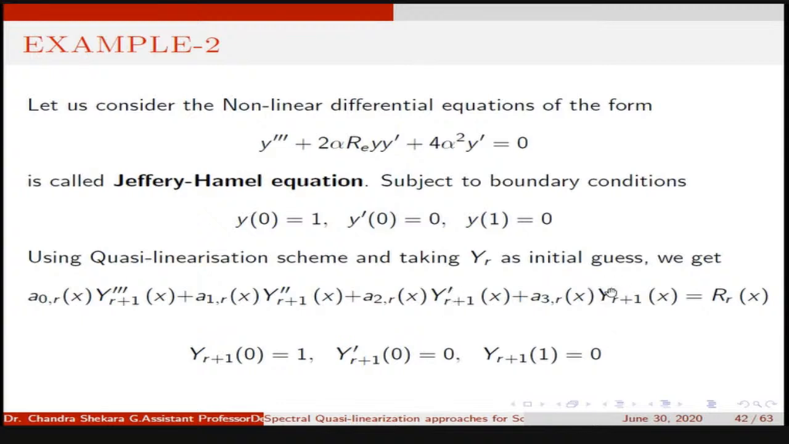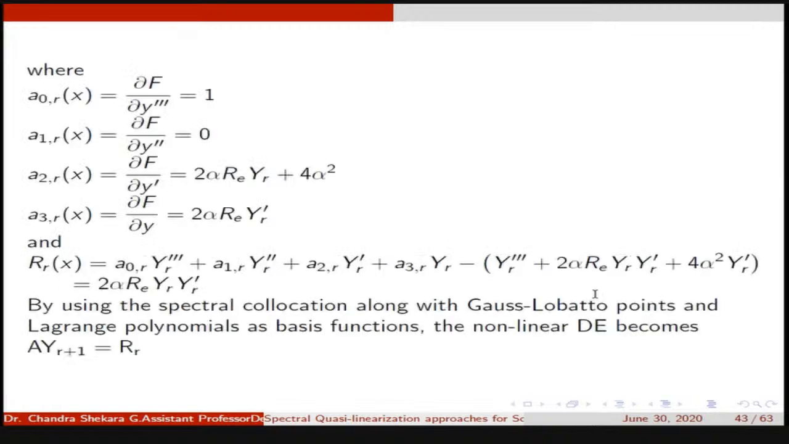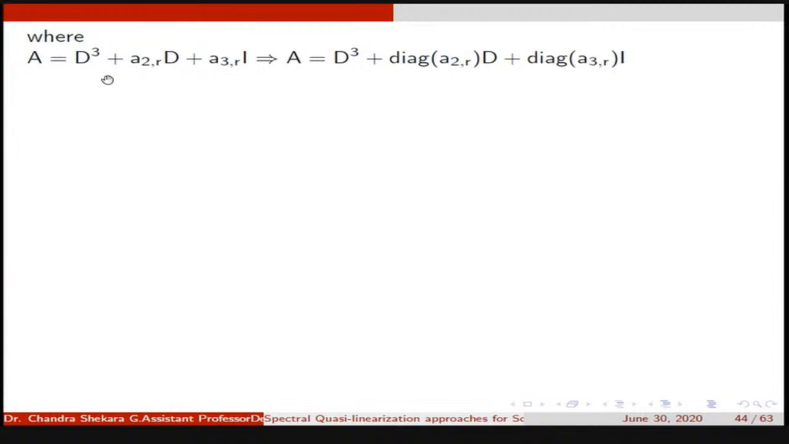And here it is non-derivative, just L, so that becomes the identity matrix of order n plus 1 by n plus 1. So hence that differential equation becomes like this. A is equal to D cube plus a2r times D plus a3r times I. Here the coefficients a2r and a3r will have impact only on diagonal elements, so I've written it as diagonal of a2r and diagonal of a3r.